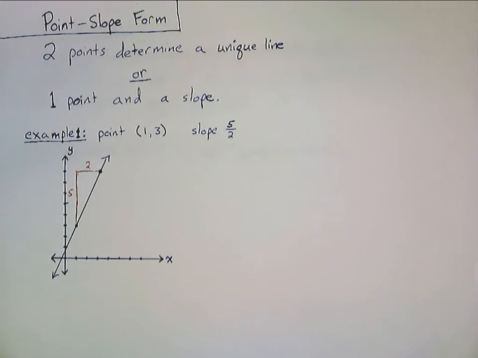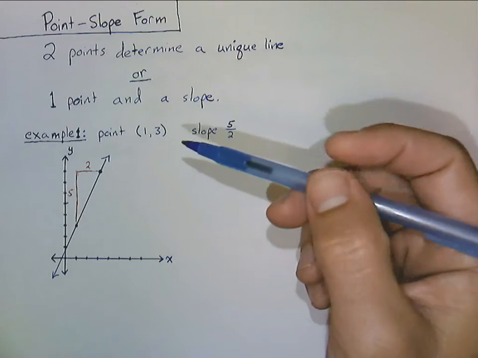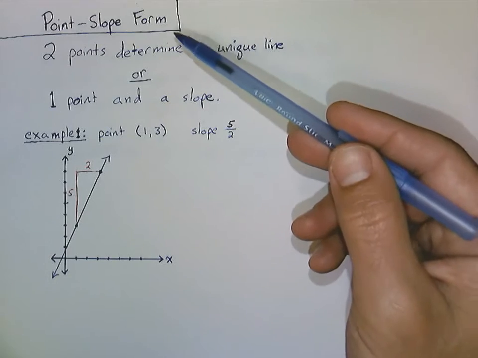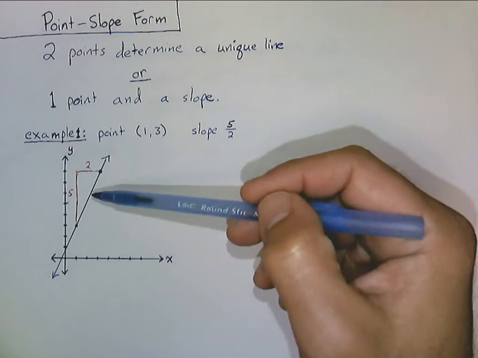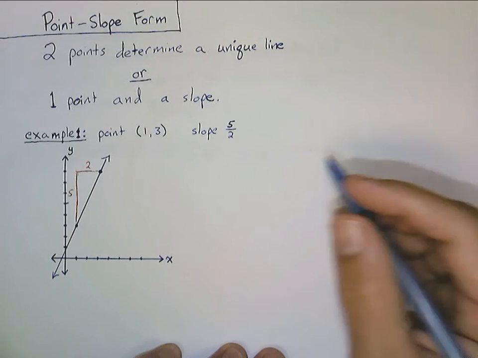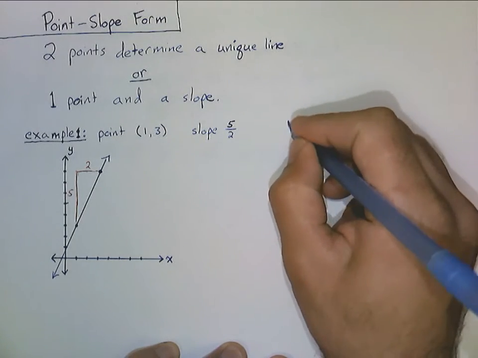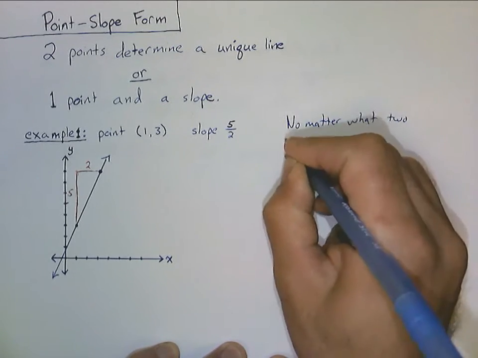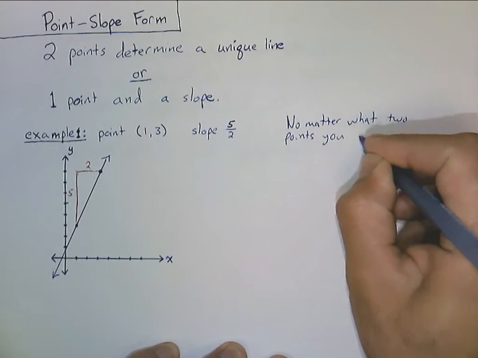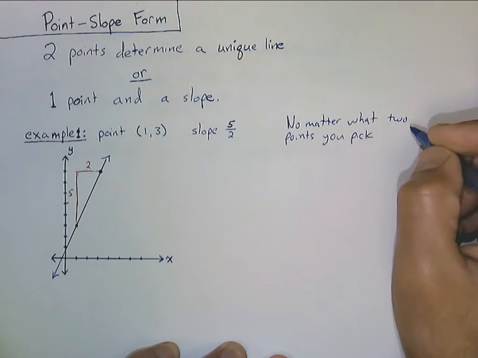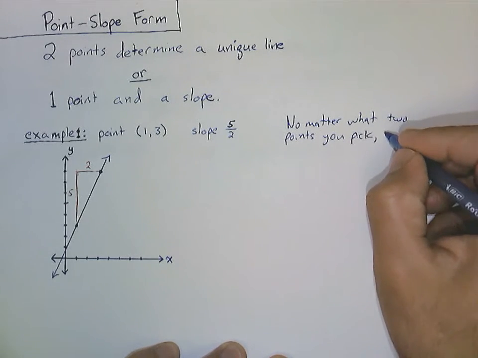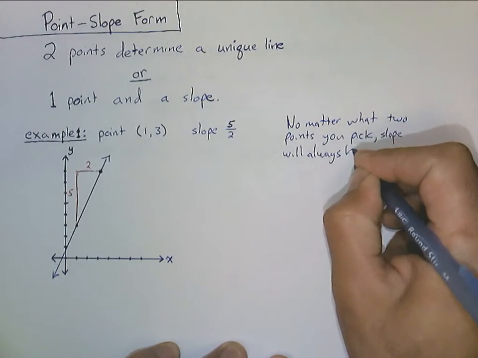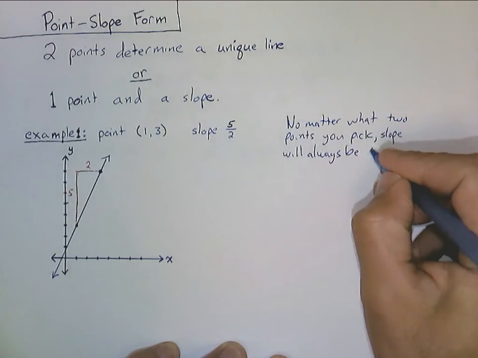But just having the picture of the line is great, but we also want to have an equation for the line. And that's where this point-slope form comes in. We're talking about point-slope form for the equation of the line. And so the idea here is that no matter what 2 points you pick, when you calculate the slope between the 2 points, it's always going to be the same. And exactly 5 halves.